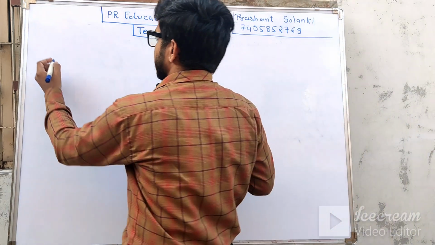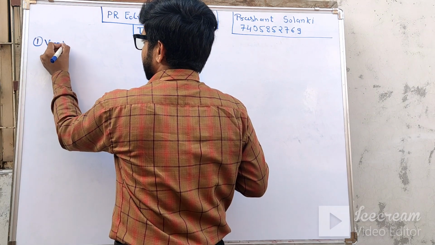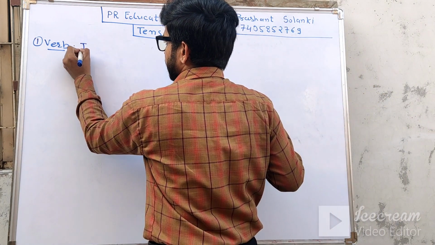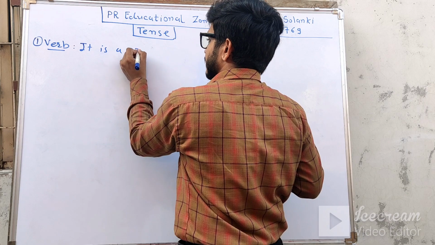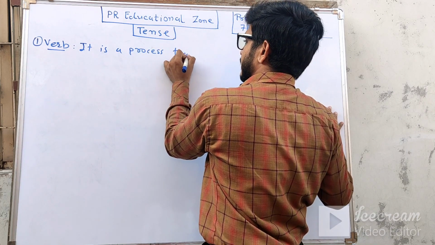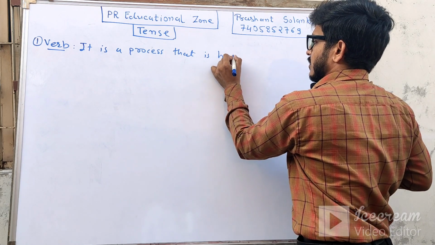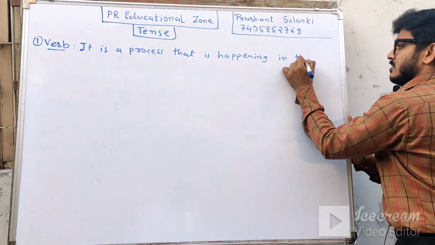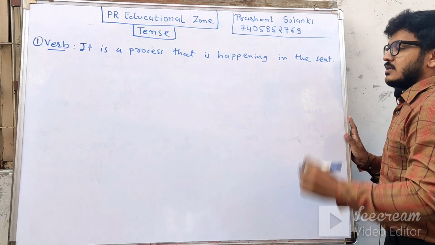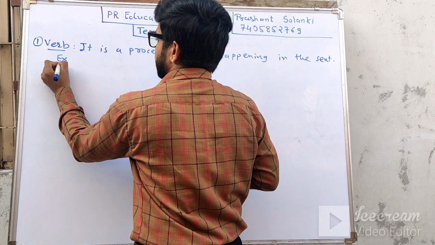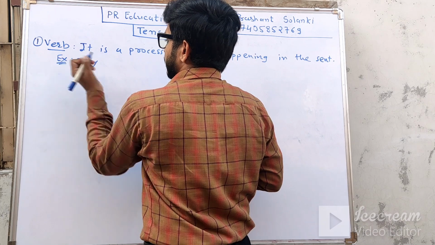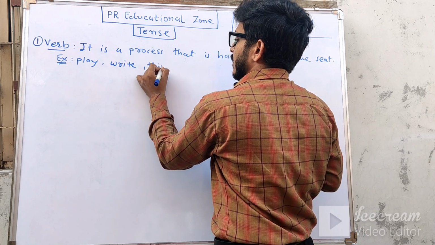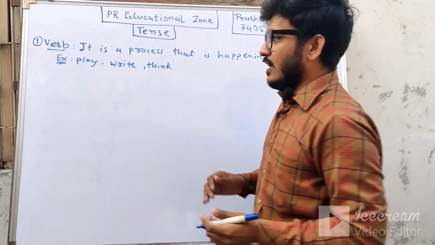The first one is the verb. So what is a verb? The verb is a process that is happening or occurring in the sentence. Examples of that are play, write, think, etc. These are processes, and we call them verbs.